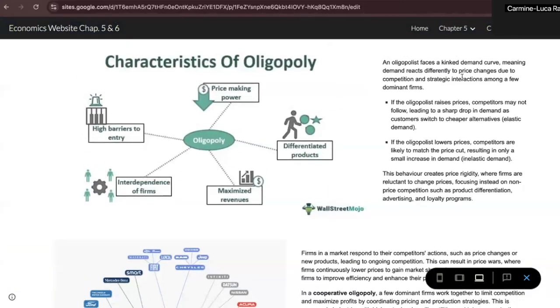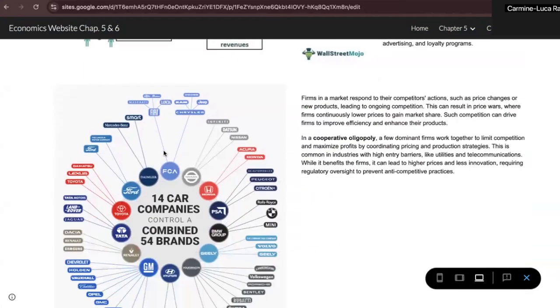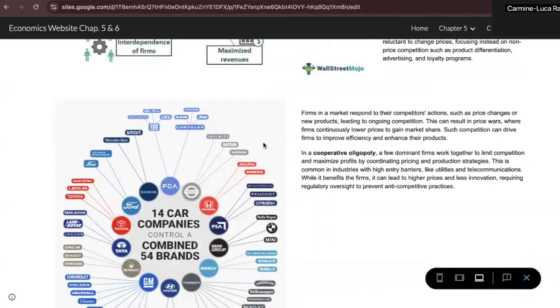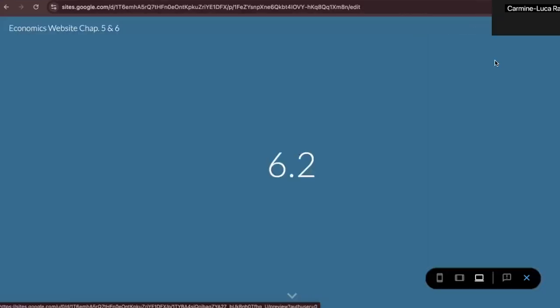I talk about the oligopoly demand curve, what it looks like, how it affects oligopolies, and then some examples of oligopolies, which car companies are a big example of that. The next part is 6.2.